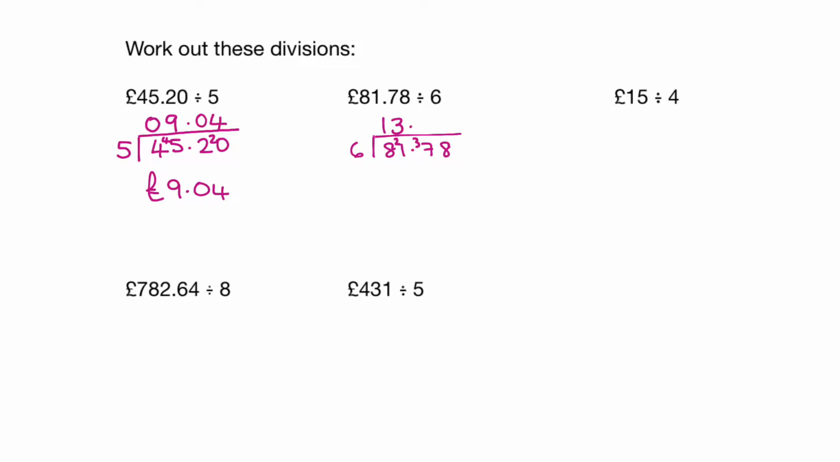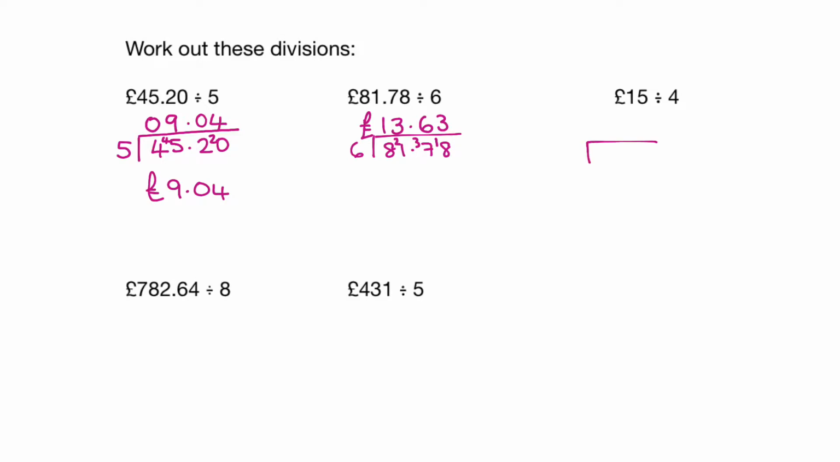Now remember, when you're dividing, you keep your points in line. How many 6s are in 37? Well, there are 6 6s in 37. 6 6s are 36, so there's 1 left over. And then how many 6s are in 18? Gives us 3. So there's nothing complicated about that one. We can just stick our pound sign in the front there.